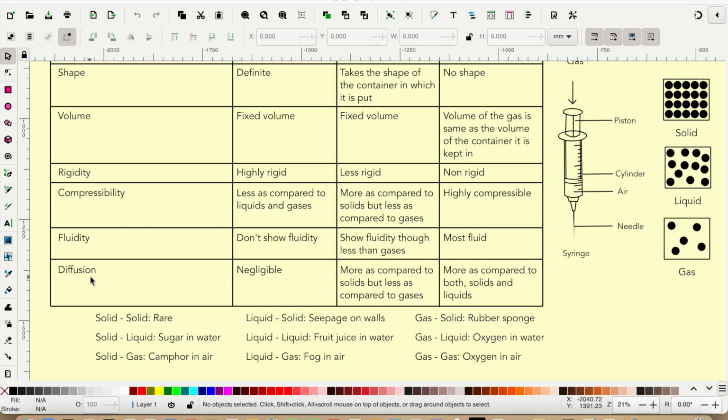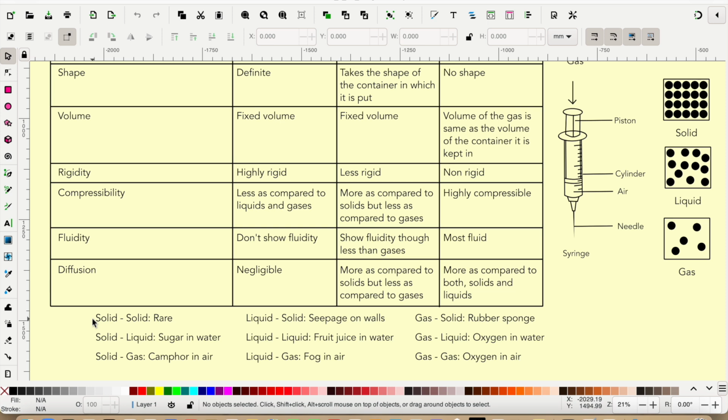The last property is diffusion. As we have studied in the last episode, when two different types of materials mix with each other on their own, this phenomenon is called diffusion. Solid to solid diffusion is rare and gas to gas diffusion is common. Now we will see some examples of various types of diffusion. An example of solid to liquid diffusion is sugar in water; solid to gas, camphor in air; liquid to solid, seepage on walls; liquid to liquid, fruit juice in water; liquid to gas, fog in air; gas to solid, rubber sponge; gas to liquid, oxygen in water; gas to gas, oxygen in air.